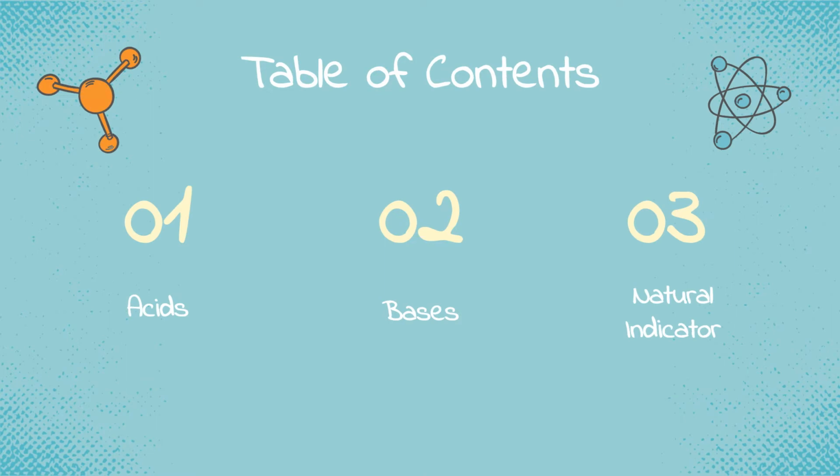We will be learning about three topics as shown in our table of contents: acids, bases, and natural indicator. Now we'll go into detail in all three of them. So let's move forward.